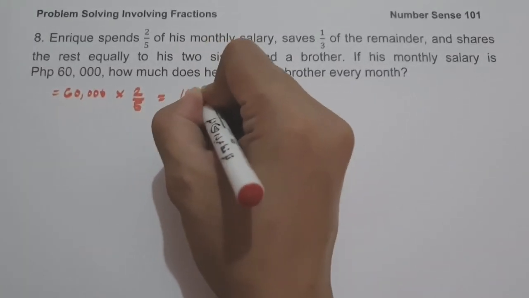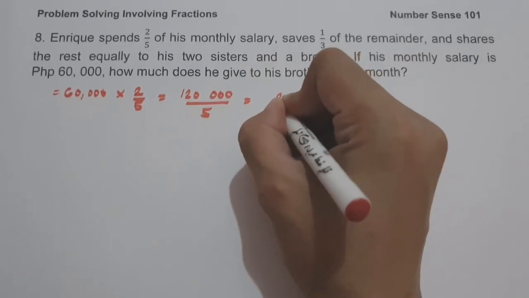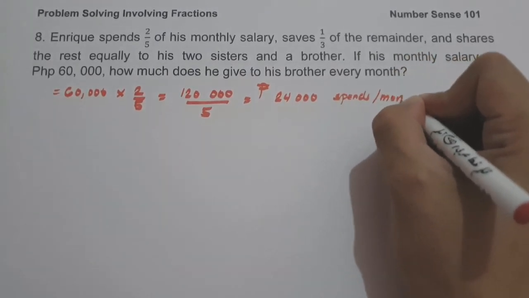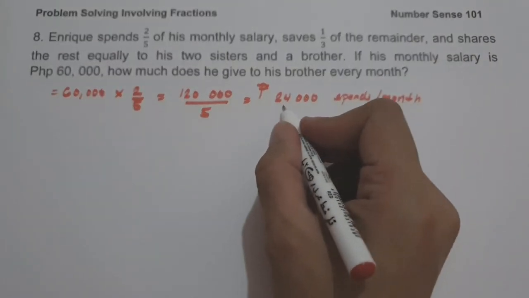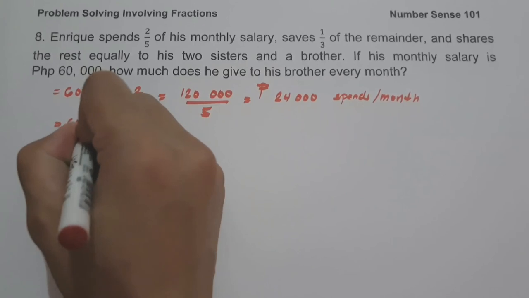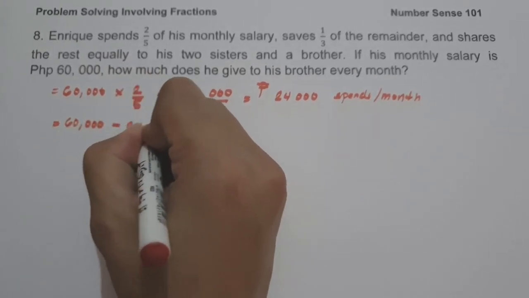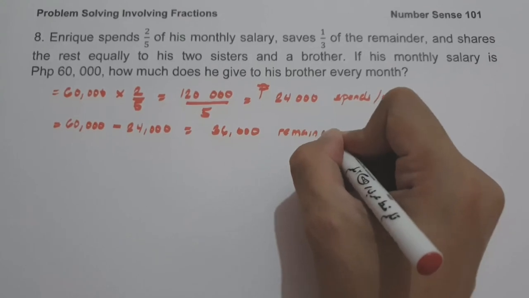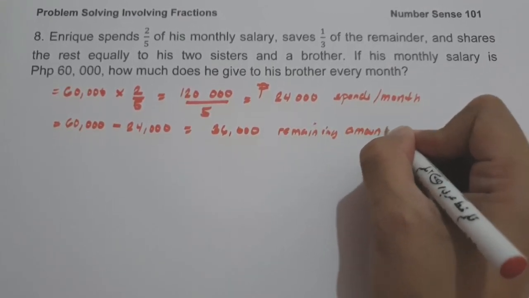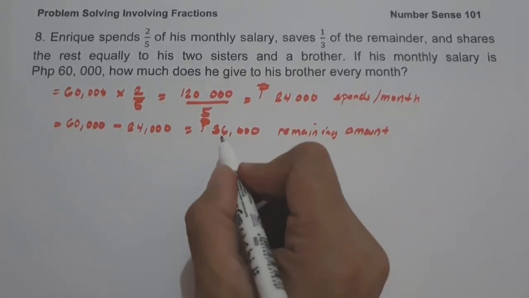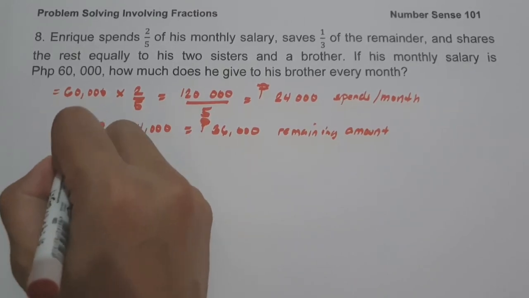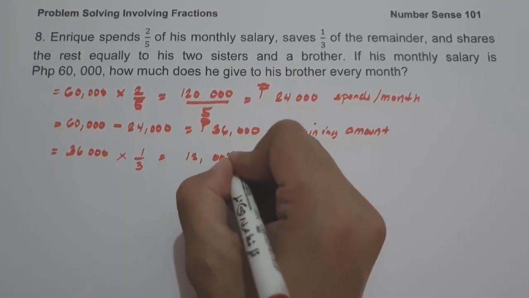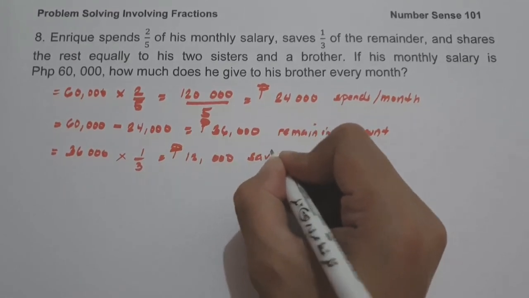and that is 120,000 pesos divided by 5, it will give us 24,000 pesos. So this is the amount he spends every month. And then let us find the remaining amount, and that is 60,000 pesos minus 24,000 pesos, and that is 36,000 pesos. So this is the remaining amount. And then let us find 1/3 of the remaining amount. So this is 36,000 pesos multiplied by 1/3, and that is 12,000 pesos. So this is the amount he saves every month.